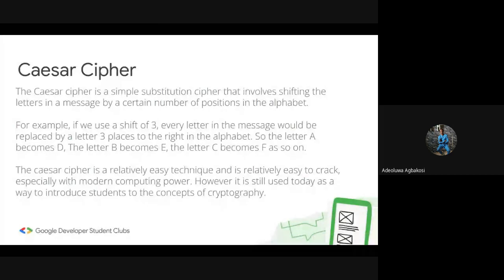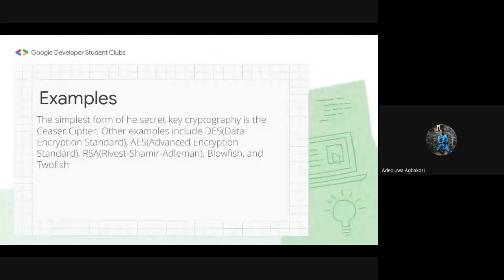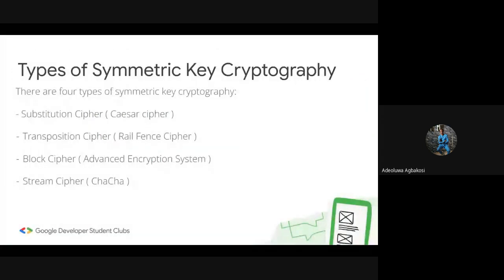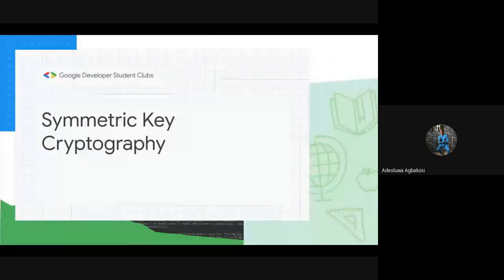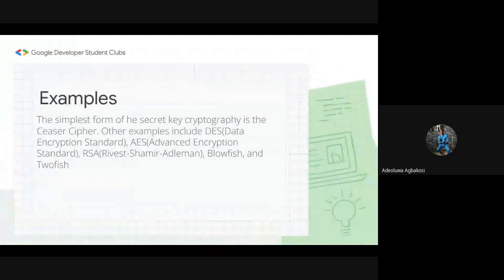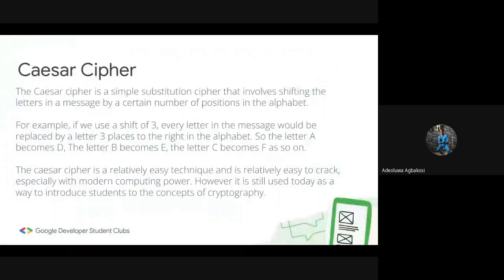Now, remember the quote I showed us. Okay, let me go back to the quote now. By Britannia, there are two kinds of cryptography. Cryptography that will stop your kid sister from reading your files, and cryptography that will stop major governments from reading your files. If you were dealing with your kid sister in this situation, a substitution cipher would do. If you were just playing around with cryptography, a substitution cipher or a transposition cipher would be okay for you.